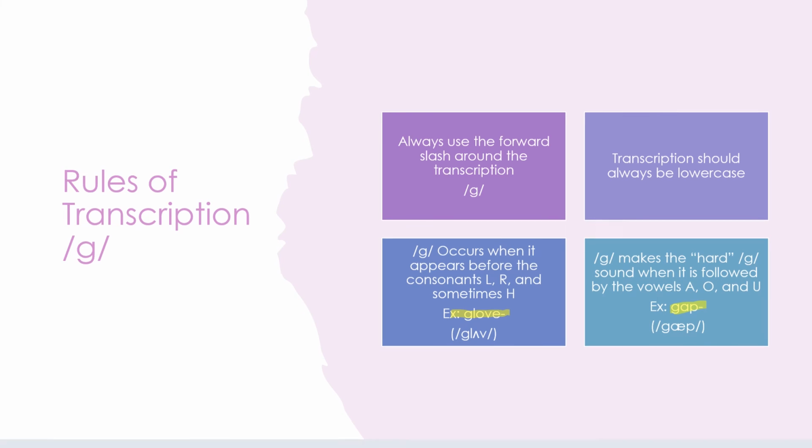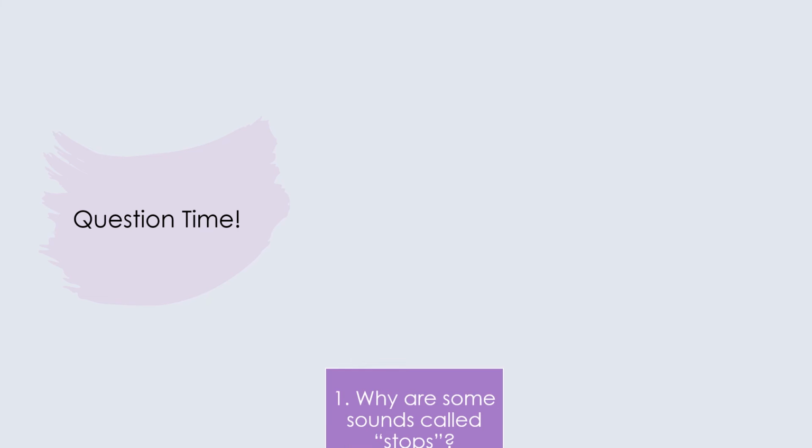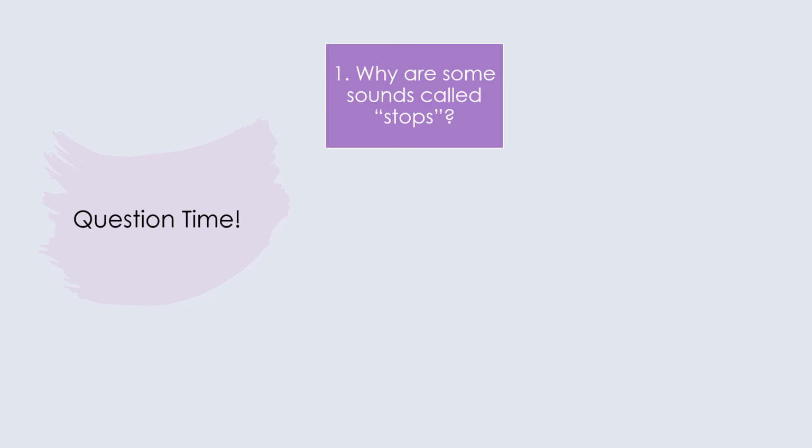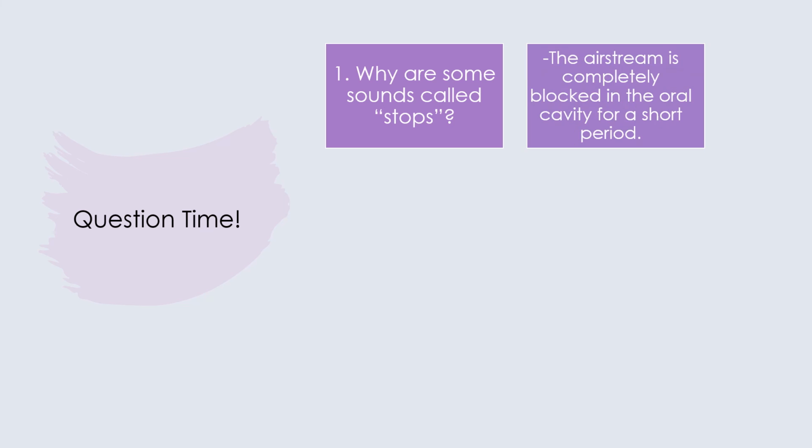All right, and I'm going to finish up here with just a couple questions for you guys to answer. I'm going to give you the question and then I'll give you the answer after a couple seconds. So first up, we have, why are some sounds called stops? Give a couple seconds. All right, and the answer is they're called stops when the airstream is completely blocked in the oral cavity for a short period of time. So K and G are both stop sounds.